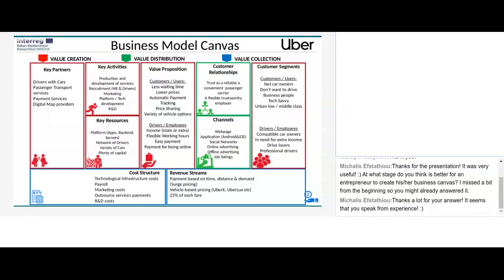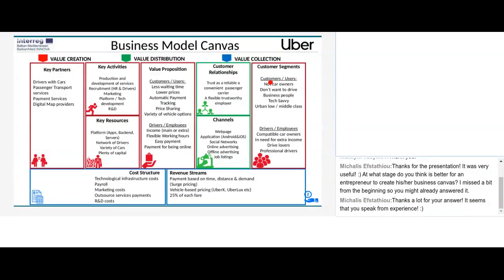So now let's see our business model canvas into work. This is a business model canvas of Uber. Let's start with the customer segments, as we did before. We have 2 segments basically. We have the customers or users and the drivers or employees.